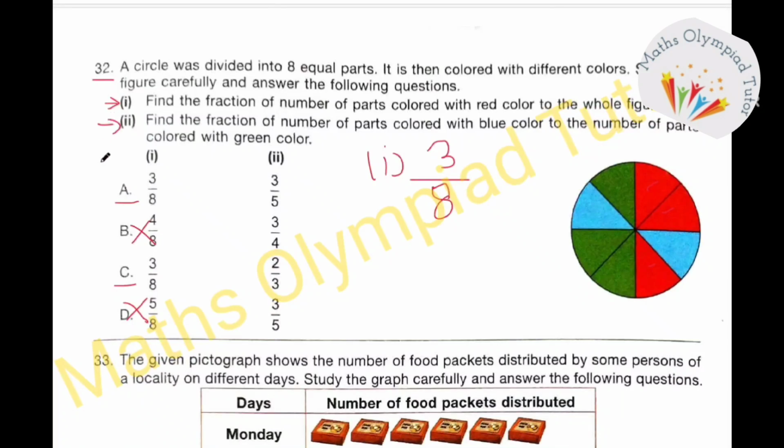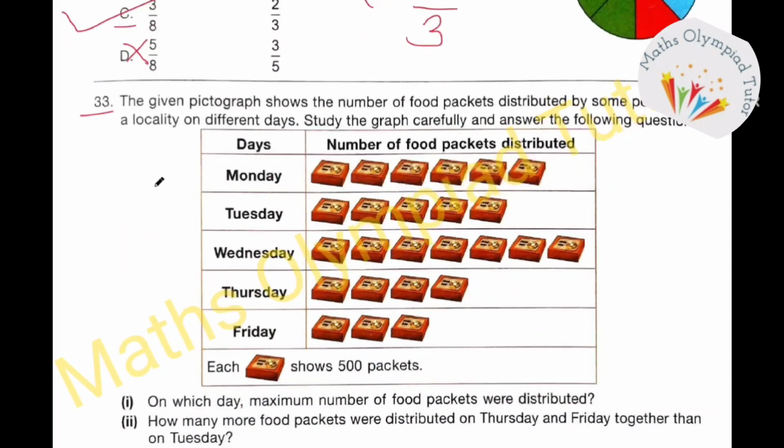Second says, find the fraction of number of parts colored with blue color to the number of parts colored with green color. So blue colored parts are 2, green colored parts are 3. So the fraction is 2 upon 3, which is here in option C. So we will choose option C. Option C will be the correct answer.